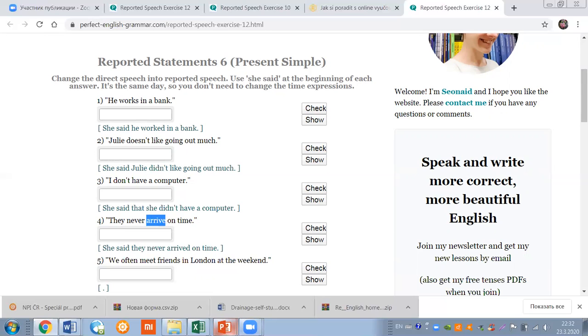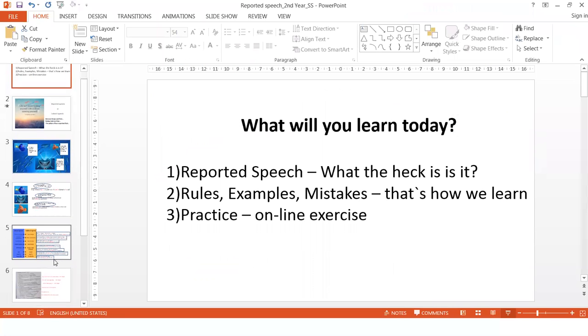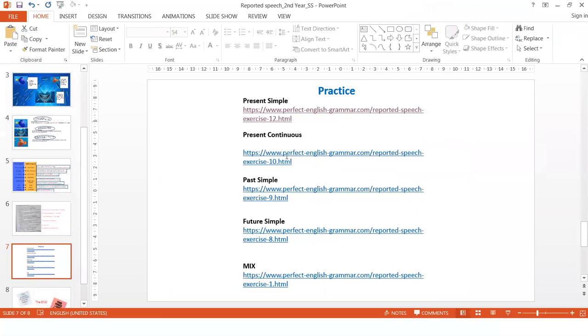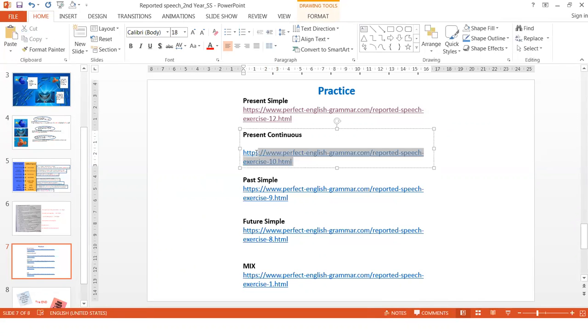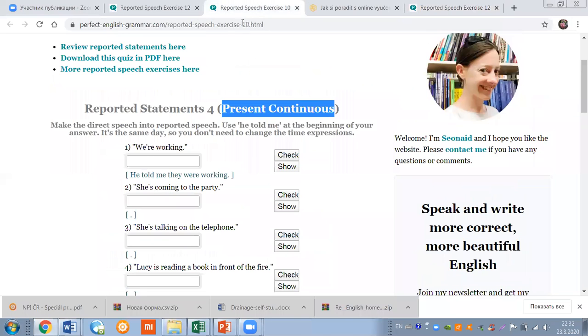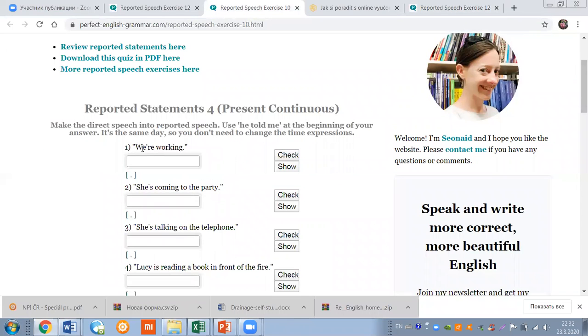So let's go to the next part of our exercise work, and this is present continuous. I'm going to show you this link so that you can practice together. So we are working, this is direct speech, and we need to change it into past continuous. So present is changed to past, and this is the right answer.